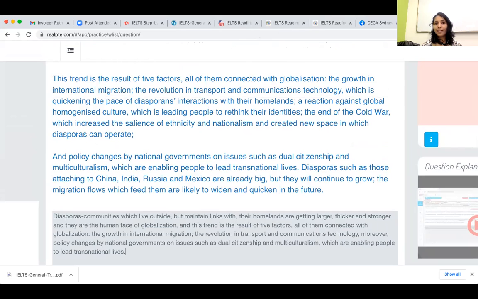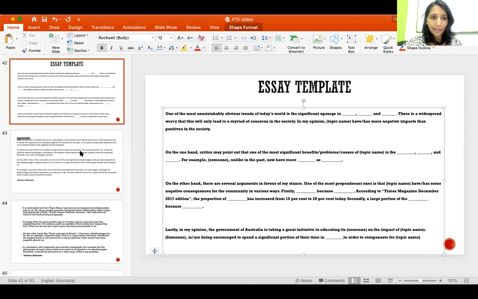I hope this was clear to you. Let's proceed to the next part of our writing. So that was section 1 of our writing. Section 2 of our writing is an essay.